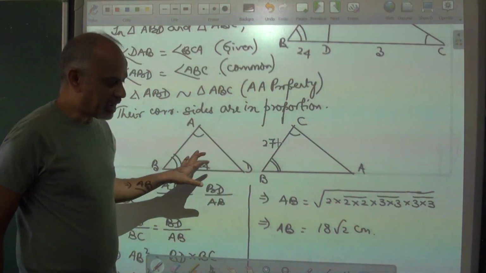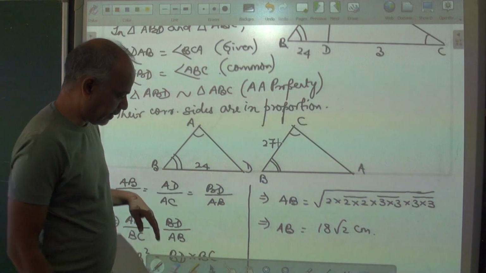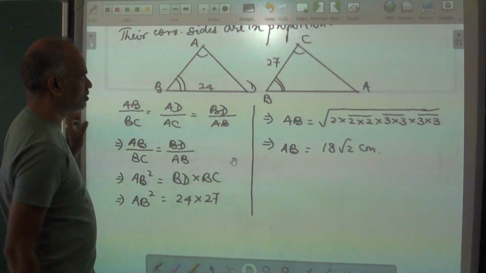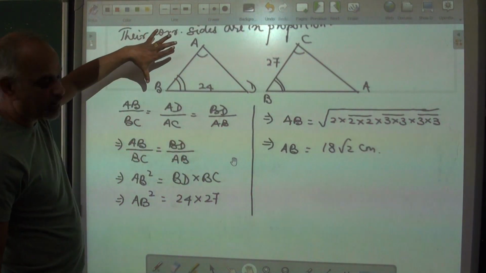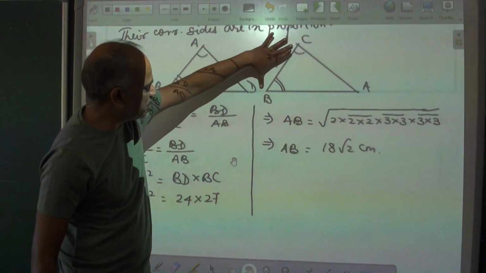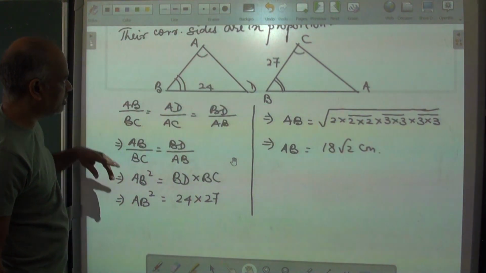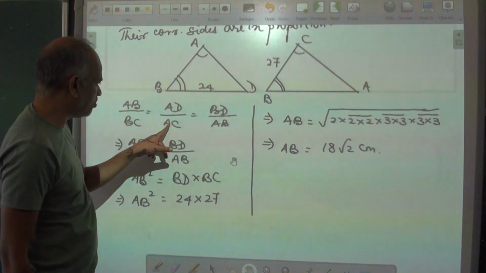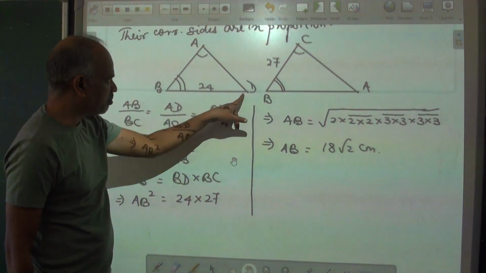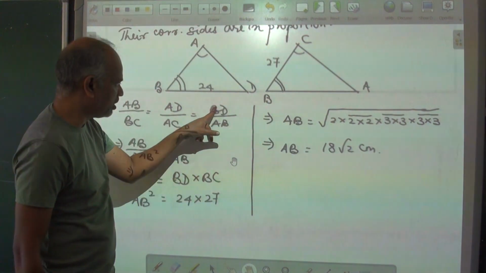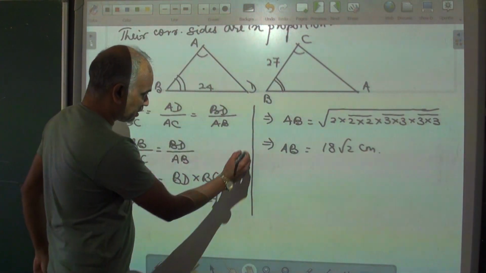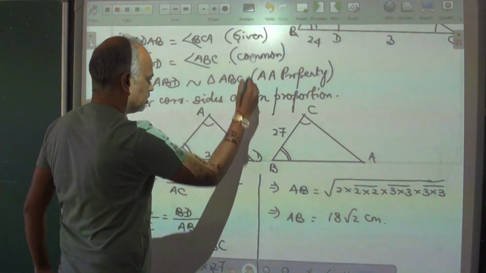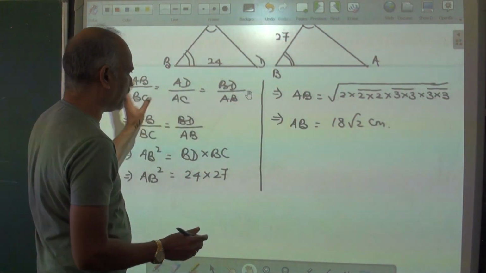Now that both the triangles are drawn in the same fashion, okay, you can write their corresponding sides proportionally. So to write the proportionality, AB is corresponding to BC. So AB by BC is equal to AD by AC. Okay, AD by AC is equal to third side, BD by AB. The question is find AB.